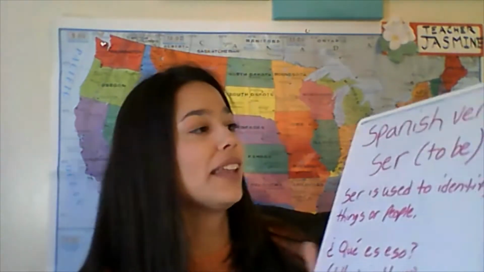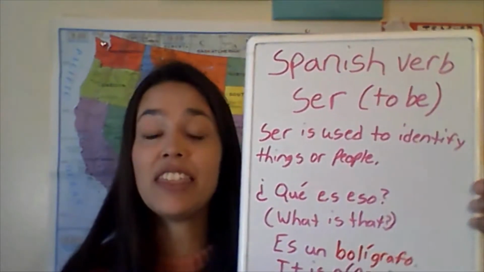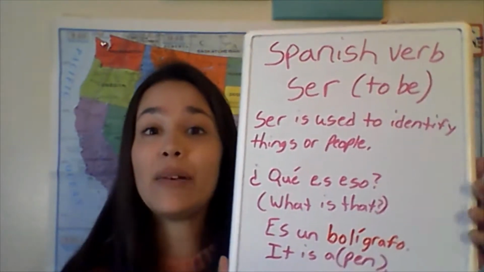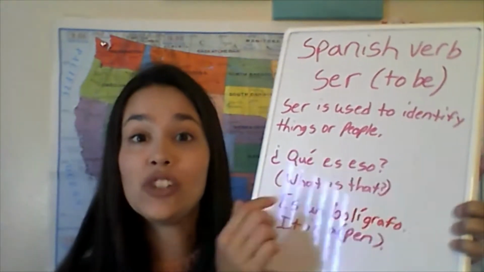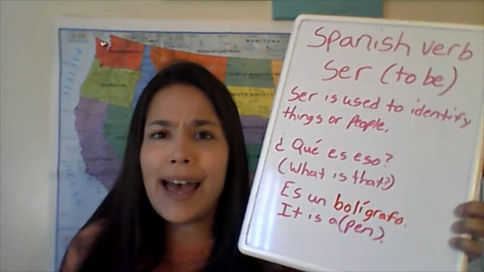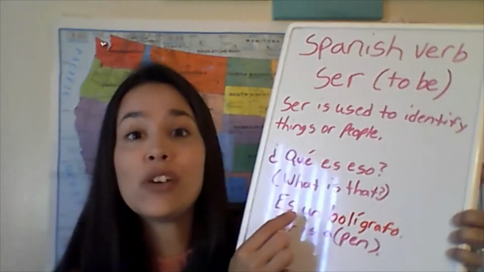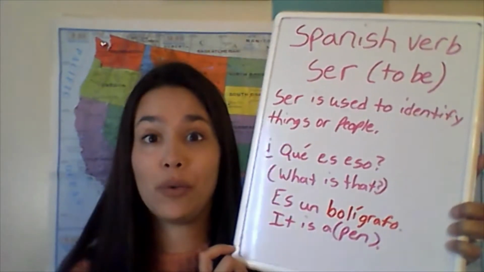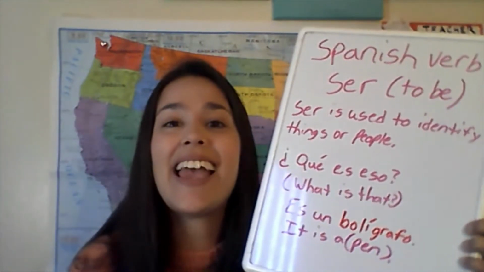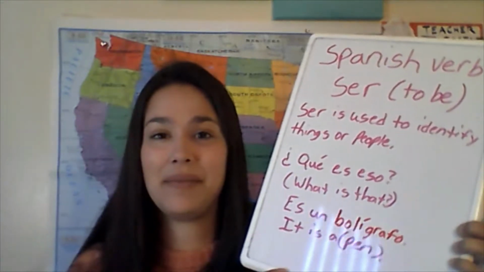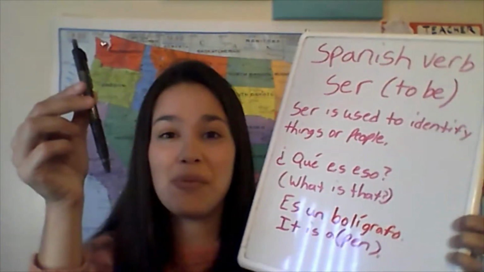First, we're going to review the Spanish verb ser. Now, ser is used to identify things or people. Now, here's a sentence to remember. ¿Qué es eso? What is that? Es un polígrafo. Polígrafo. It is a pen. Polígrafo. Pen.